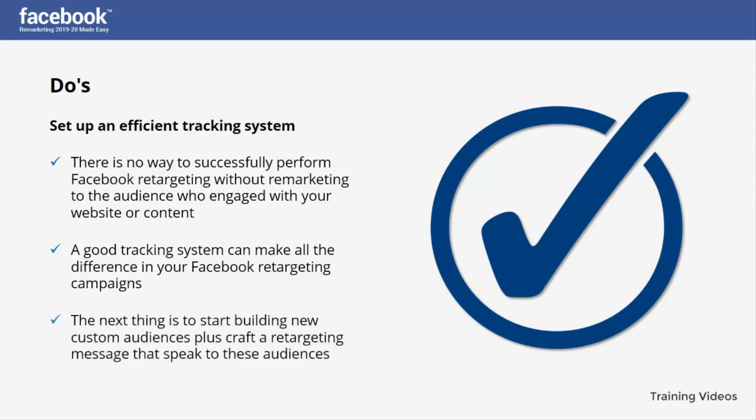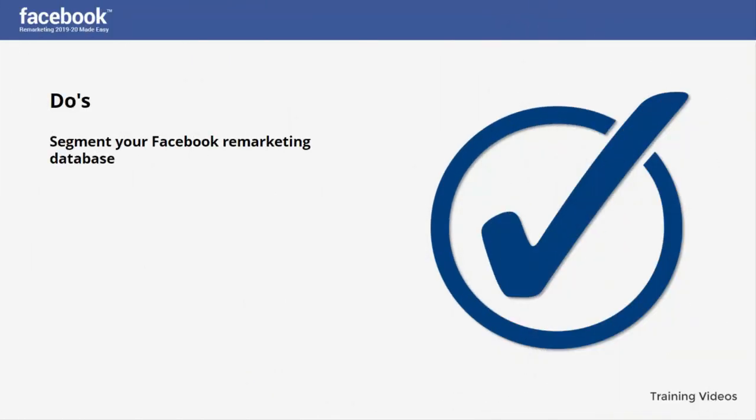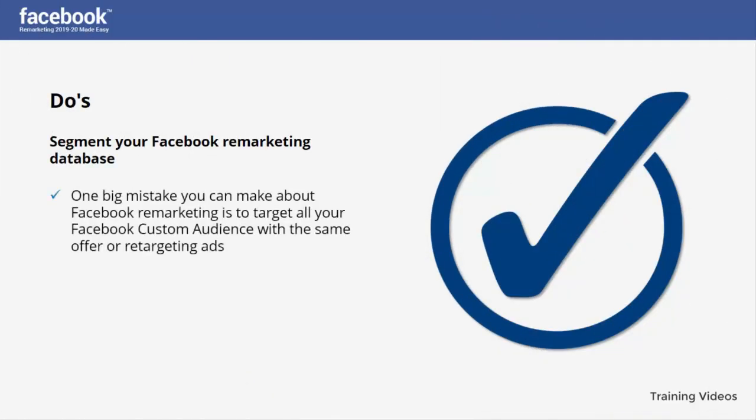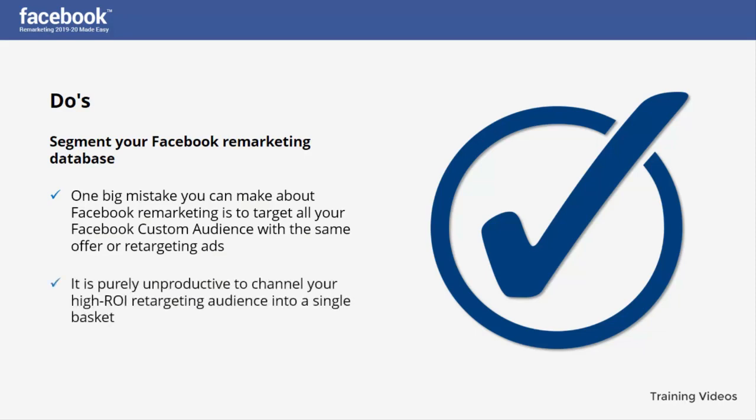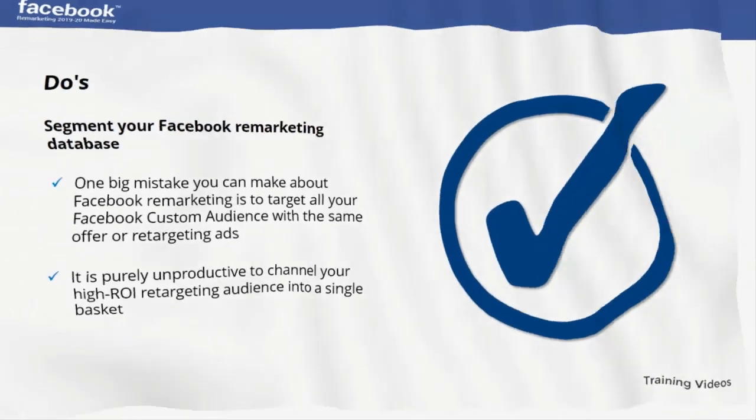The next thing is to start building new custom audiences, plus craft a retargeting message that speaks to these audiences. Segment your Facebook remarketing database. One big mistake you can make about Facebook remarketing is to target all your Facebook custom audience with the same offer or retargeting ads. It is purely unproductive to channel your high ROI retargeting audience into a single basket. To run an effective retargeting campaign, you need to segment your audience, refresh your data frequently, plus offer ads that match the interests of the new remarketing segments.